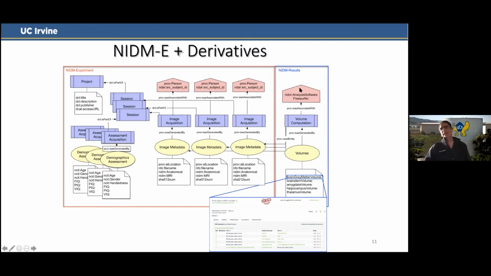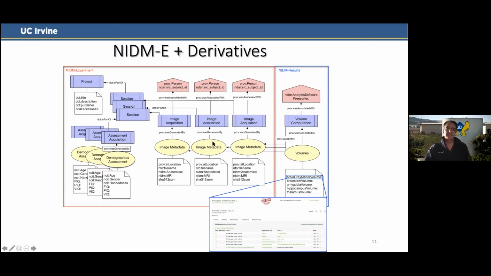And then on the right side of this graph, on the blue part, this is an example of NIDM results, same basic building blocks. Activities, entities, and these trapezoid things are called agents. An agent can be a person like we saw in the experiment part, or it could be a piece of software. It could be an MRI scanner, that sort of thing. And on the right side, we've got some derived data. In this case, it was generated by FreeSurfer, a software tool for parcellating the brain.